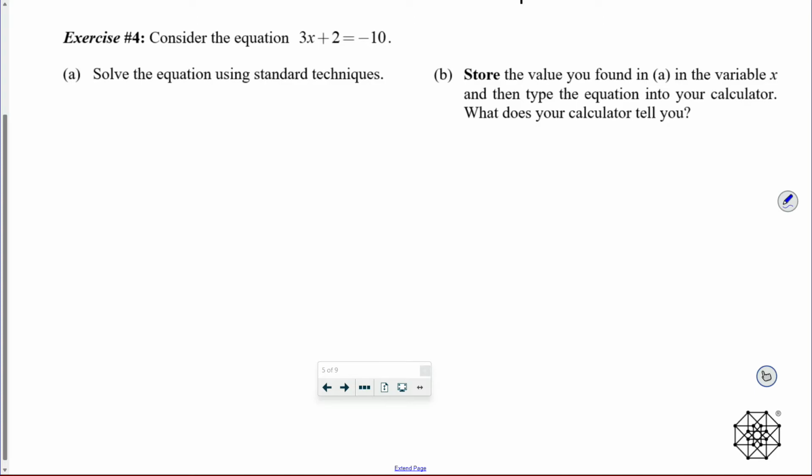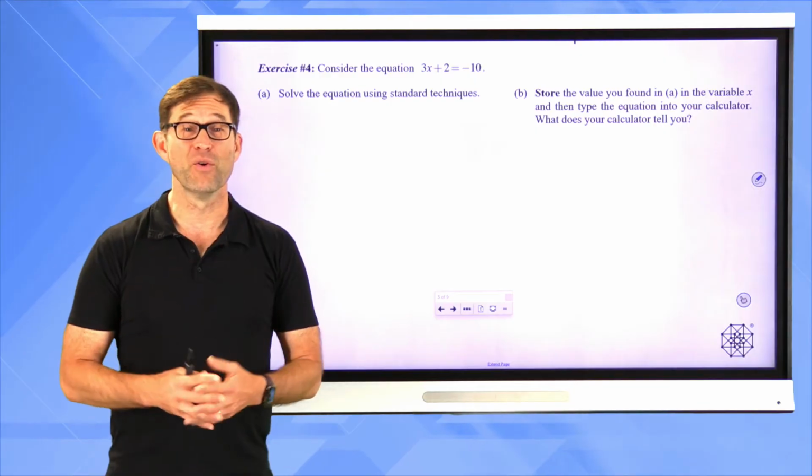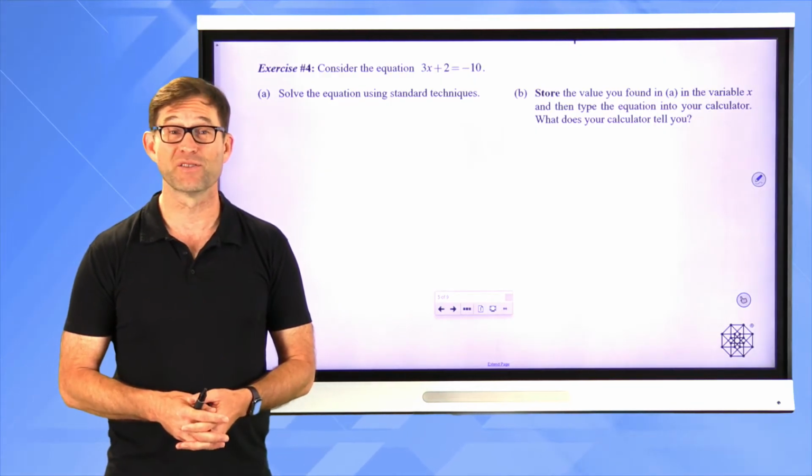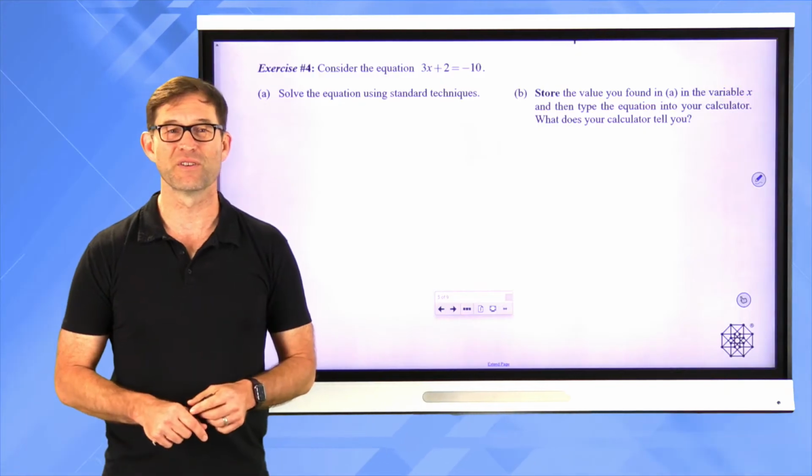Consider the equation 3x plus 2 equals negative 10. Letter A, solve the equation using standard techniques. All right, this one should be a piece of cake. Many of you, I hope pretty much all of you, could probably solve it in your head, but go ahead and take about 20 seconds to solve this equation.